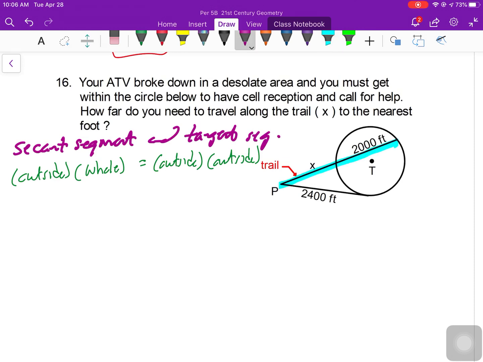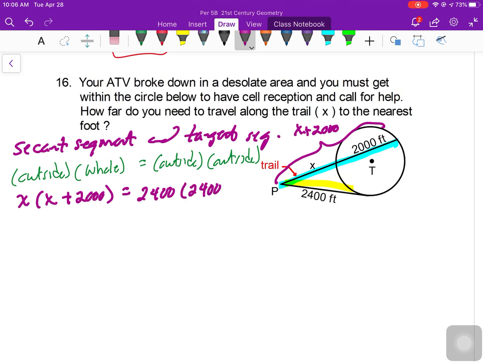So let's talk about the secant segment. The secant segment is this highlighted blue one. We're, of course, going to want this whole length right here. That whole length will be x plus 2,000. Big numbers, but we get to use a calculator. So for the secant segment, the outside being x and the whole length being x plus 2,000, that would be our left side. For the tangent segment, the one that's highlighted in yellow here, we have 2,400 times 2,400.